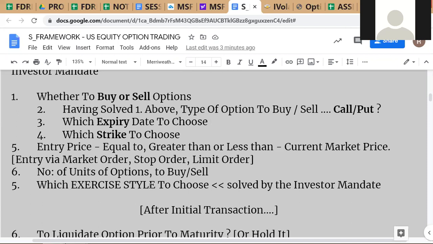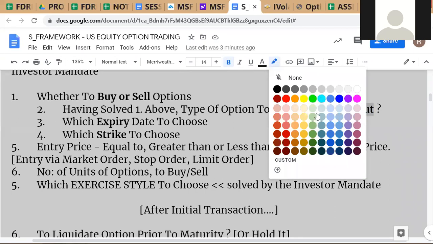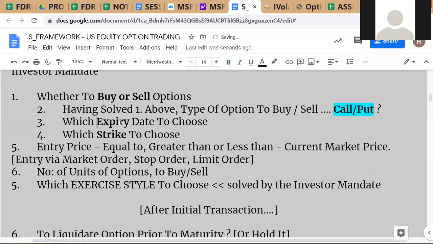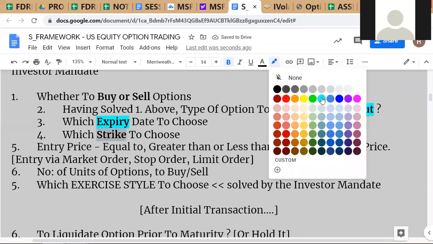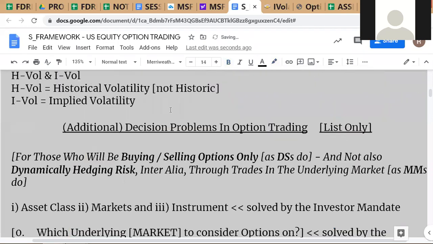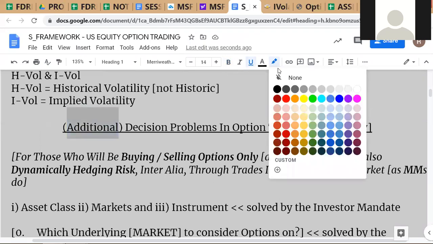And number 5, there's an additional decision, which is exercise style. This is also additional, so let's put this in the additional decision problems we are highlighting here. Which are the additional decision problems? So we can make this like this. Those which are additional, we are highlighting.